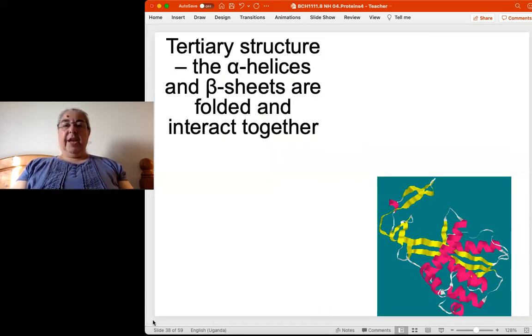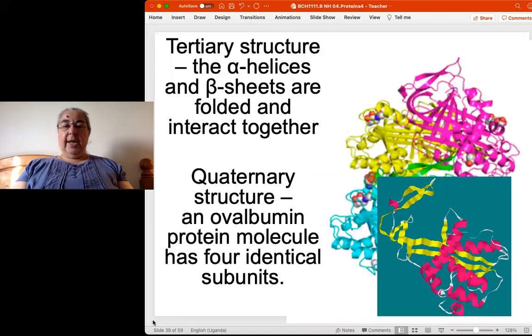Okay, and then the whole ovalbumin molecule is actually a tetramer. It has 4 different subunits. So the quaternary structure is a whole protein molecule of ovalbumin which has 4 identical subunits. Okay, remember that subunits can be the same or can be different. In this case, they're all the same. They're all identical. They all look like this one.